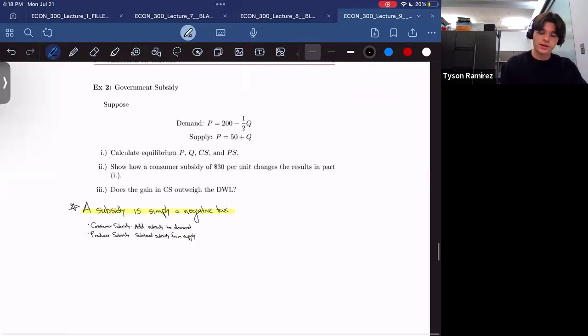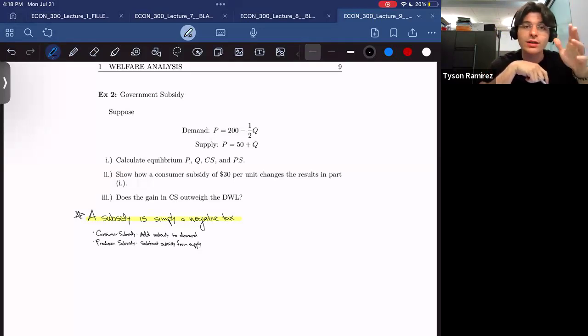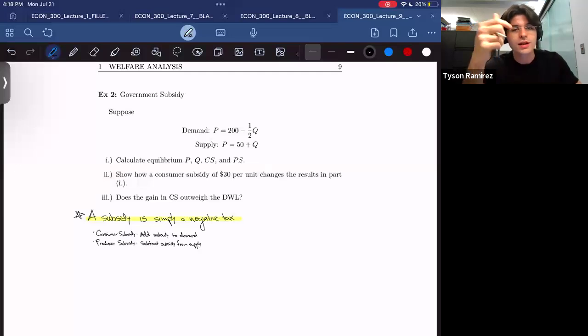So with this in mind, consider this example right here on the board. Now we've got a new set of demand and supply equations, and I want you to calculate the pre-subsidy equilibrium. Give me the price, quantity, consumer surplus, and producer surplus. And then show how these things change when the government says that we're going to give consumers a subsidy of $30 per unit. How does this change all of your results in part one? And then in this case, now that we're giving the consumer something instead of charging them more, does the consumer surplus outweigh the deadweight loss?